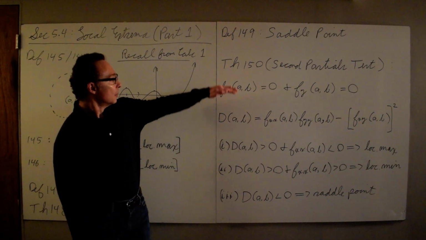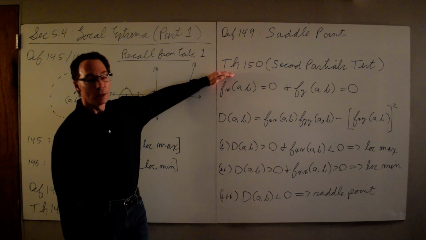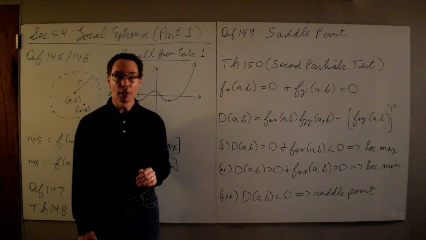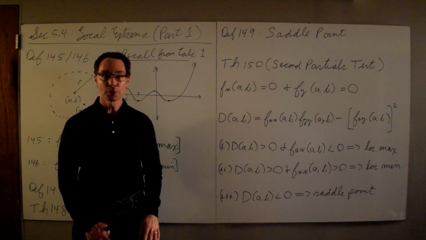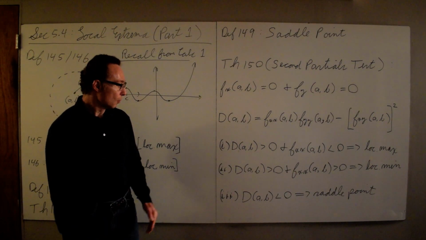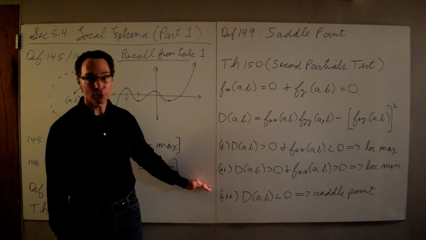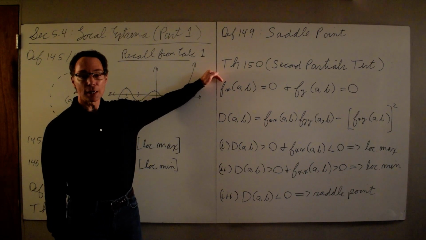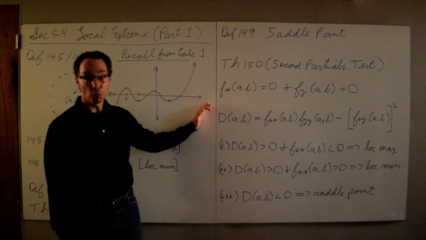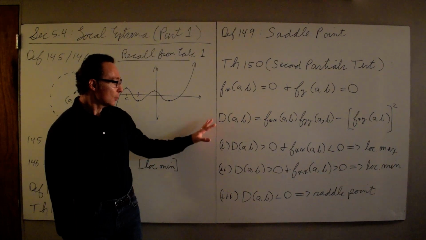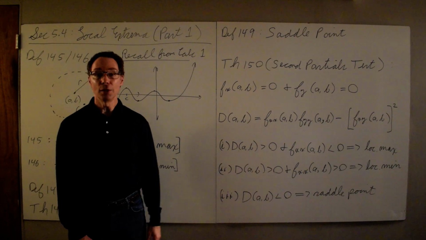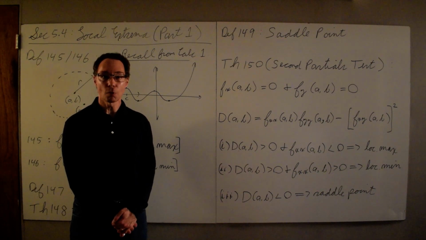Remember, we have the word test here. This is the second partials test. Remember, one of the things that you learned in Calculus 2, you had a lot of theorems with the word test in them. A test can be inconclusive. So what happens if D(a, b) is actually equal to 0? Then the second partials test doesn't give us any information. So when you have something called a test, that means you perform this test, and if you get certain results, you can make certain conclusions. If you don't get these results, then you can't make the conclusions, because the test will be inconclusive then.